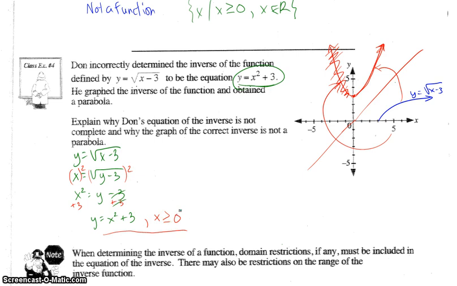So make sure that you graph the original and your inverse to confirm that one is actually a reflection over the line y equals x of the other one.